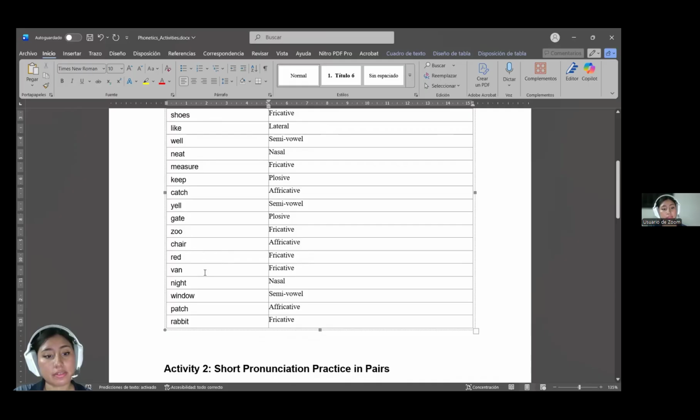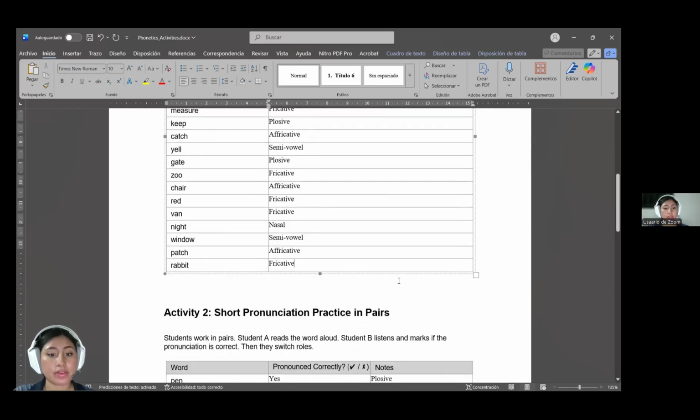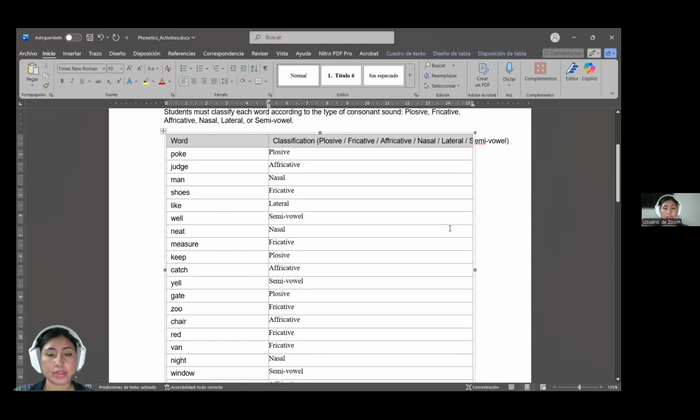Van, night, window, patch, rabbit. Excellent.